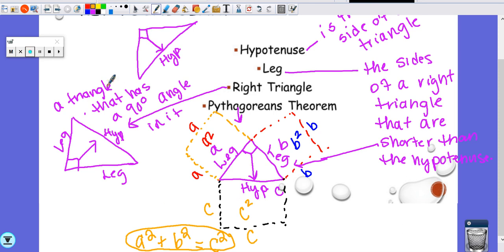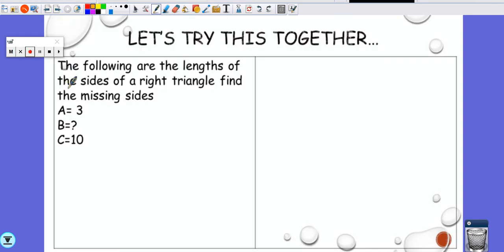Here is the formula that goes with it. All right, let's try this practice problem together, and then you guys will try the next one. It says the following are the lengths of the sides of a right triangle. Find the missing sides. They gave me some parts, so I'm going to draw a picture.